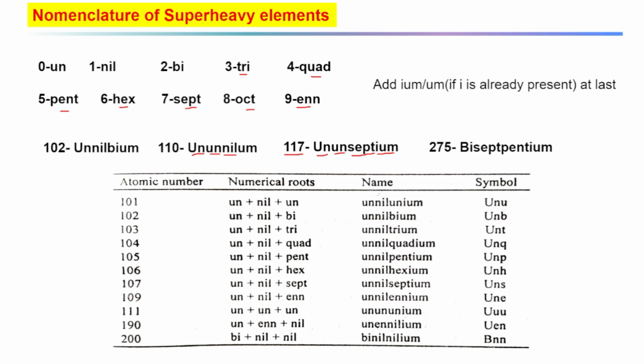Let's take this one, 109. For 1 it will be un, for 0 there will be nil, and for 9 we have to add en, and at the end we will add the suffix ium. So the name will be unnilenium. Fine.